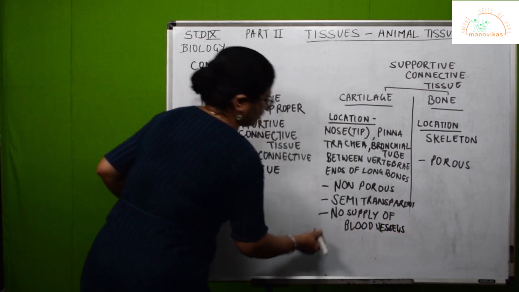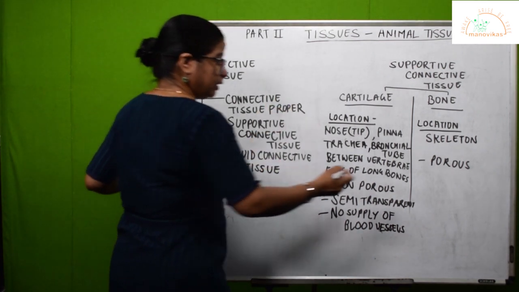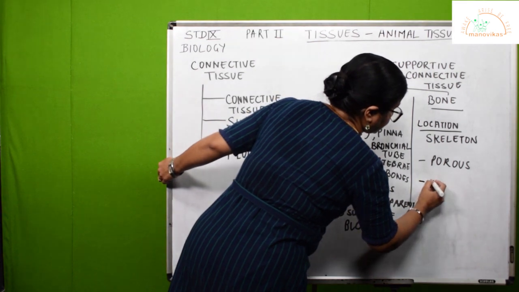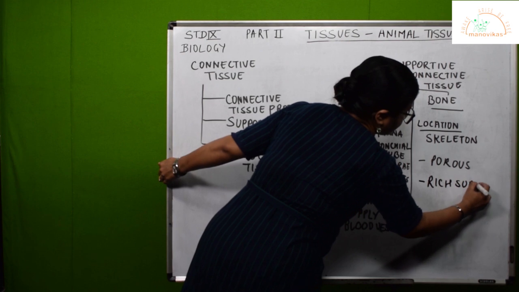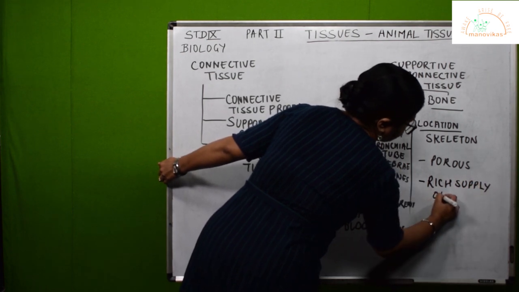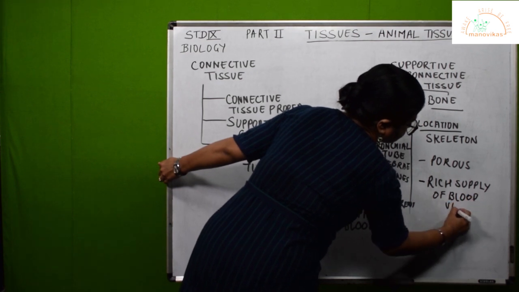Nerves, etc. also are not there. No supply of blood vessels. Now see, the bone is richly supplied. Rich supply of blood vessels.